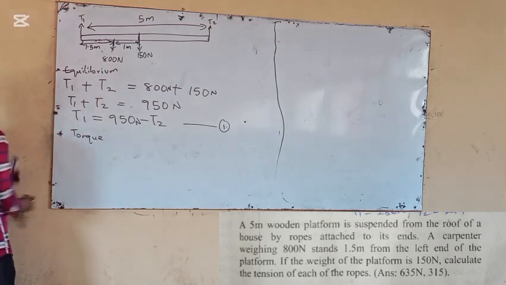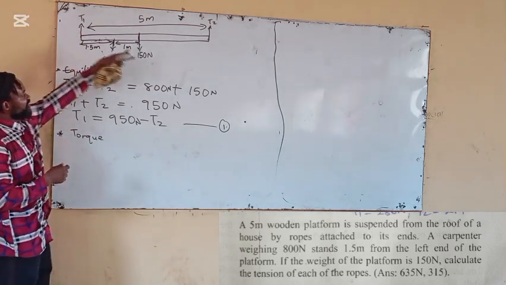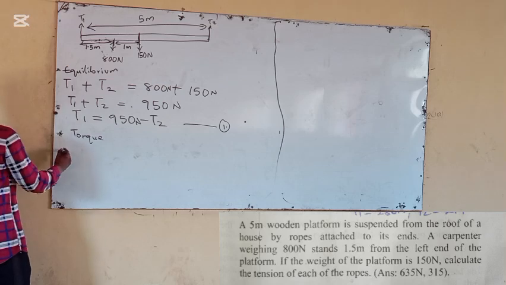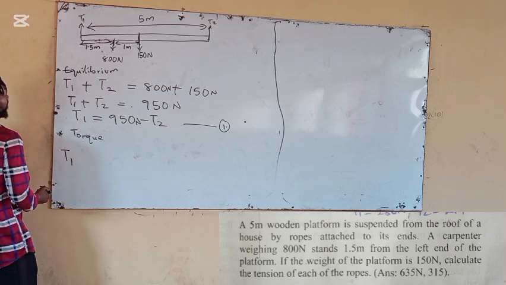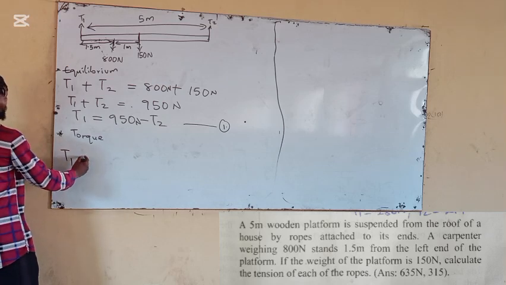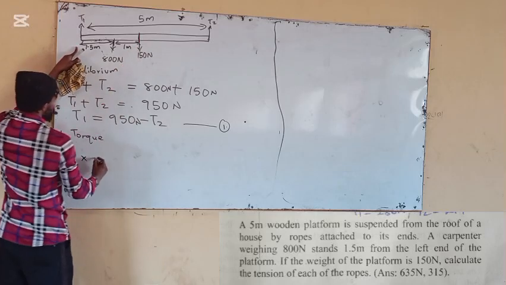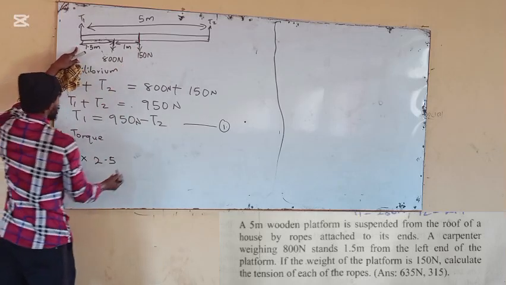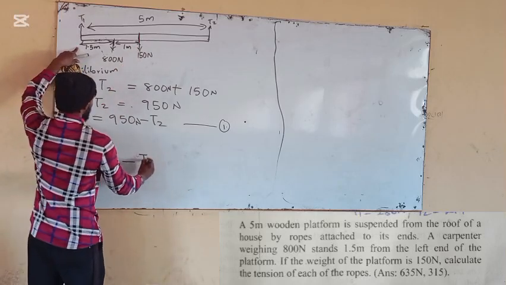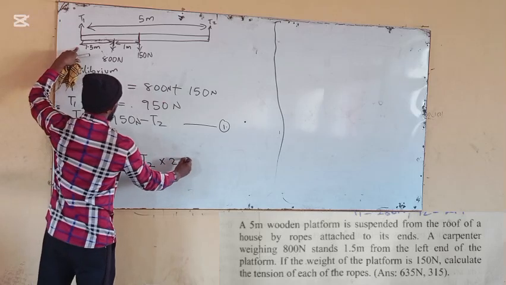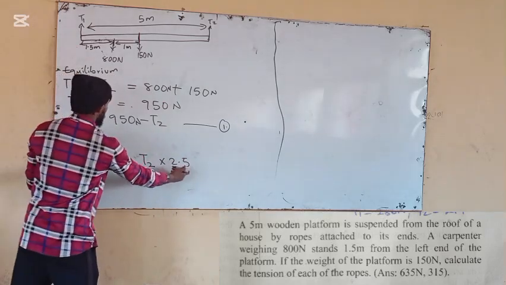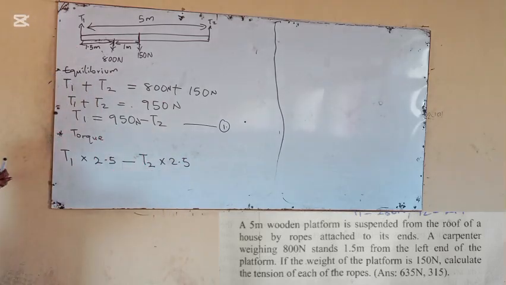Alright, let's do it this way. This is C1, this is C2. The last C1 times... how about this is 2.5? Yes, ready? Minus T2 times 2.5. 2.5 times 2.5 is that 5? Is it not good? Yes.